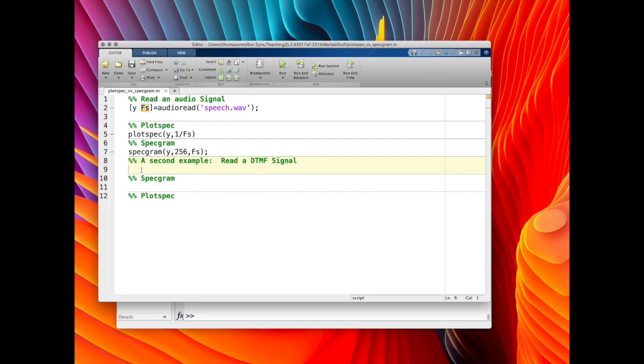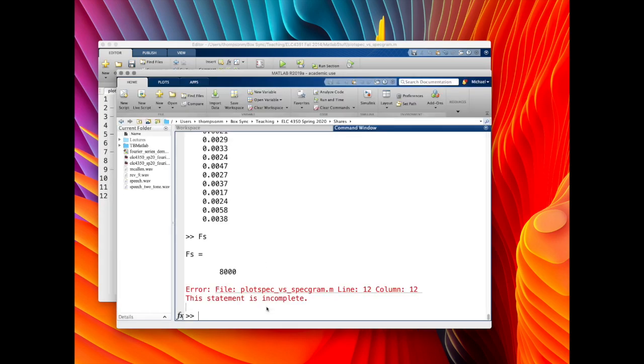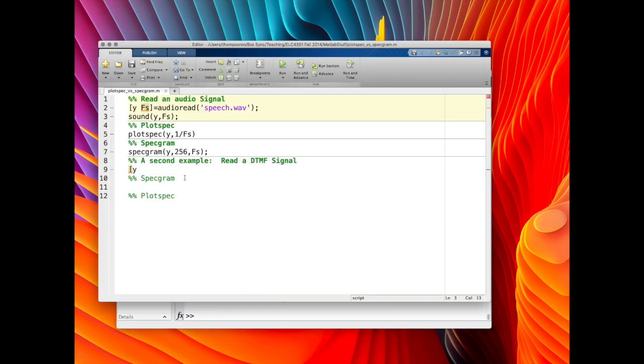It's actually my old Macallan phone number, and so let's listen to that. Oh, I didn't play it before. You can listen to speech, sound Y, FS, run that section. It gave me an error because I didn't finish. Let's run that section. Run this section.